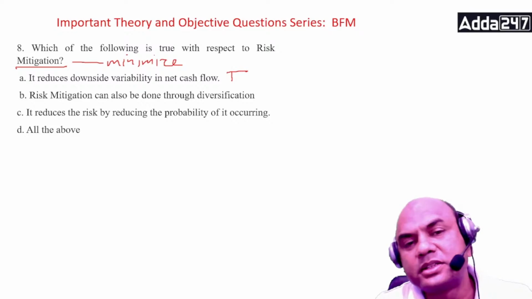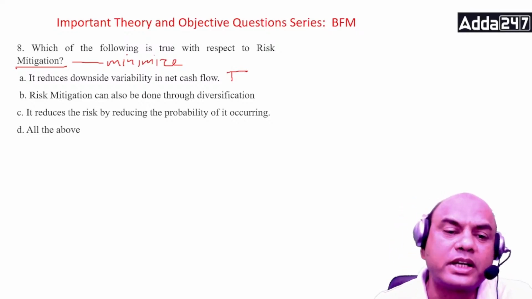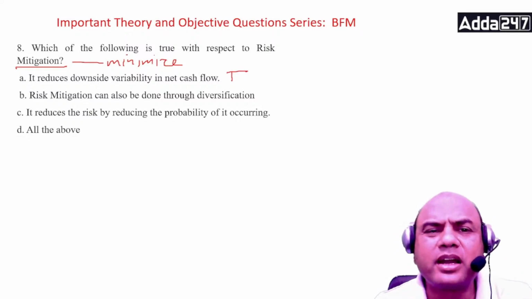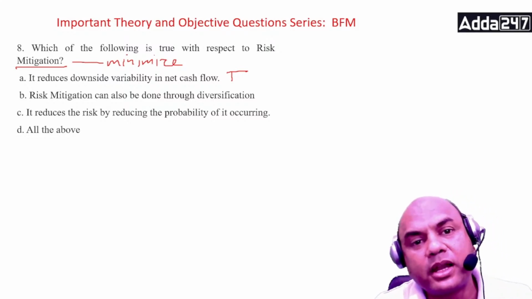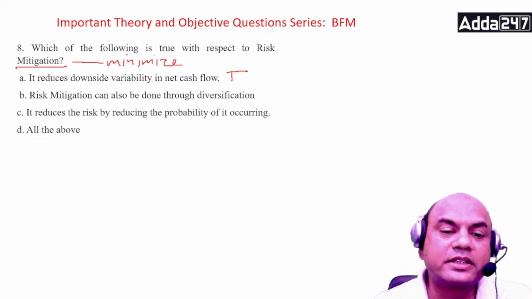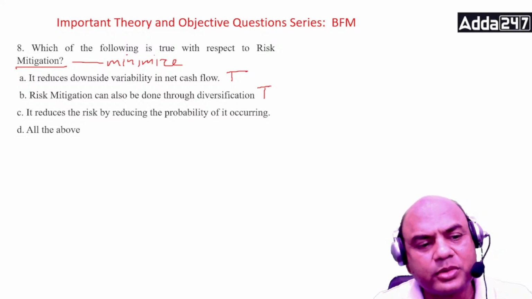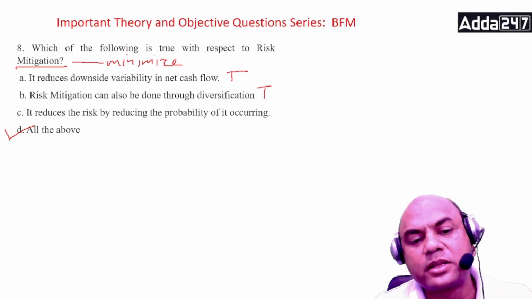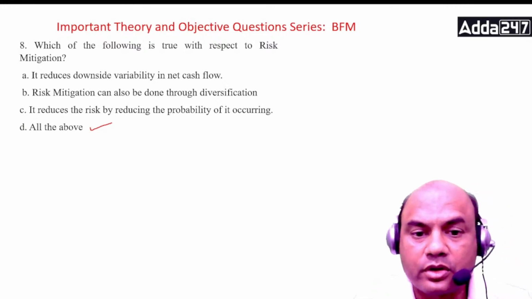Downside variability means in my net cash flow, means whatever cash I am getting, it reduces the lower side of this. So if I am getting 100 rupees, tomorrow I might get 98 rupees. But it can't happen that 100 today and tomorrow I will be getting 10 rupees. So that is the reduction. Risk mitigation can be done through diversification. True. So once you know two are true, it means almost all of the above, isn't it? Third is obviously true. It reduces the risk by reducing the probability of it occurring. Okay. So the answer is all of the above.